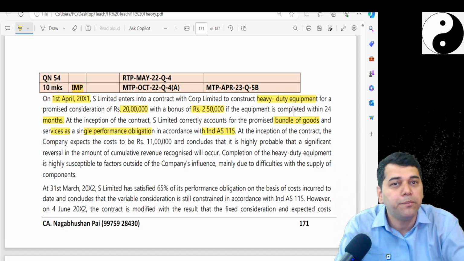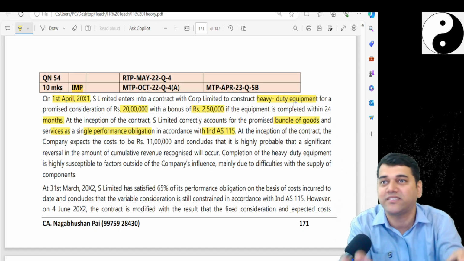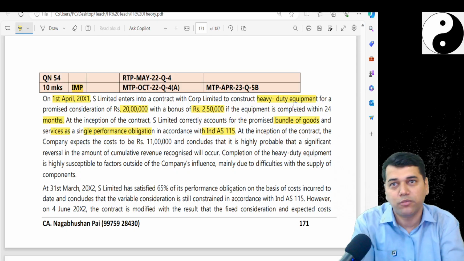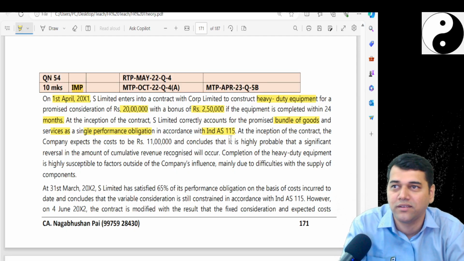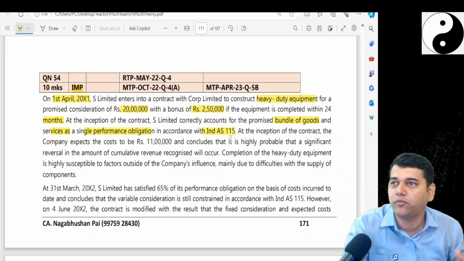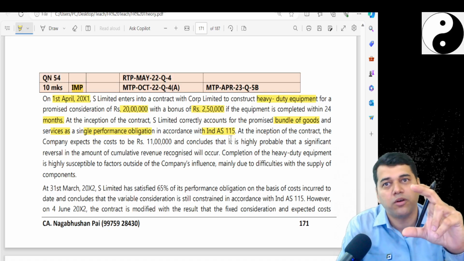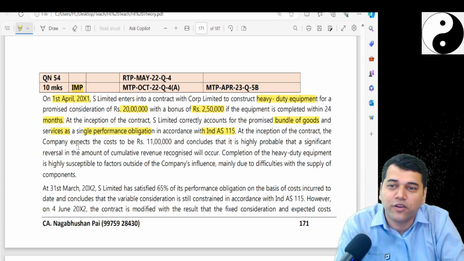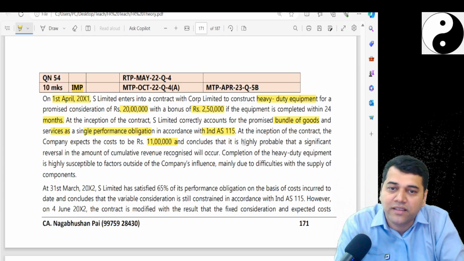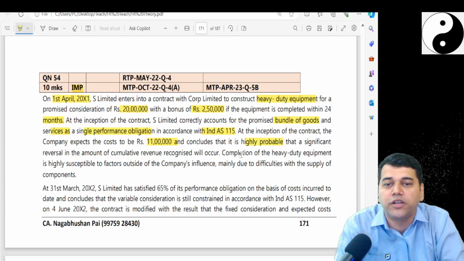That means this equipment must have certain distinct products at the product level, and you must have done one integration, and that is considered as a single story. Okay, simply to expand and keep one 4-sentence problem into 1-page problem. You should know now. At the inception of the contract, the company expects the cost of 11 lakh and it concludes that it is highly probable that a significant reversal of the cumulative revenue will not occur.